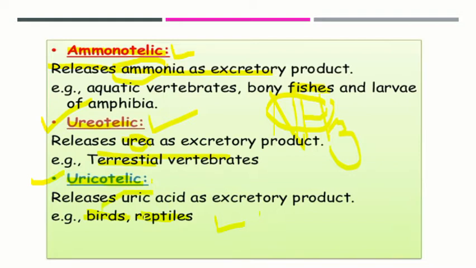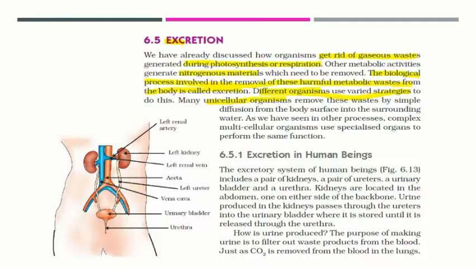It turns into uric acid, not urea. So uric acid crystals come out from the bodies of birds and reptiles because of the low intake of water, so they are called uricotelic. We need an optimum level of water, not an excess amount, to remove the urea, so we are ureotelic animals. Now you can understand that different organisms have varied strategies. These are the strategies: ammonotelic, ureotelic, and uricotelic.